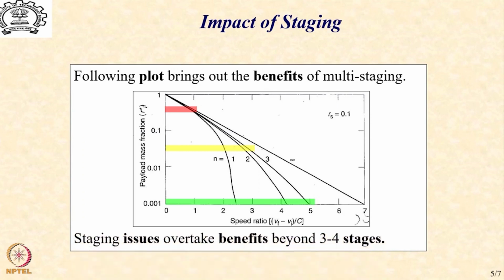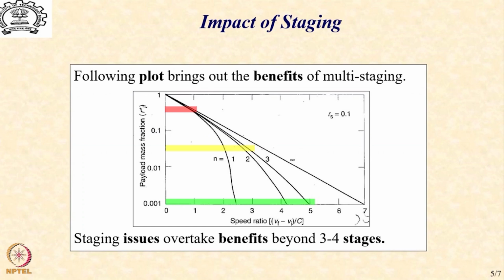Of course, we also see from this picture that the infinite stages is not really a workable option for two reasons. One, you have law of diminishing return, so that beyond 3 stages, the actual benefits in terms of percentage are significantly smaller in relation to the complexities that will increase, because every time you add a stage, you need to create a mechanism that will handle the separation of the inert mass of that stage and will also hand over the control to the next higher stage.